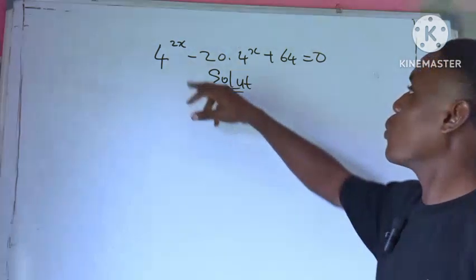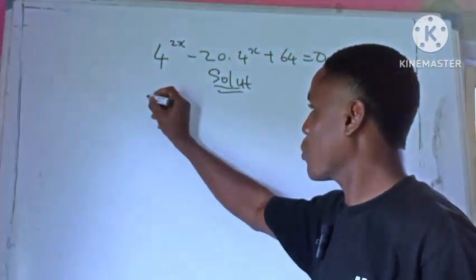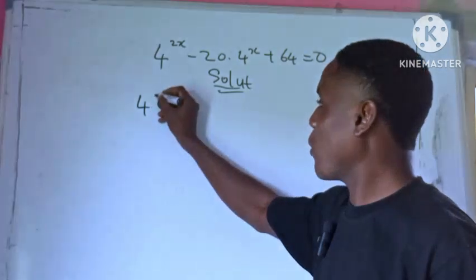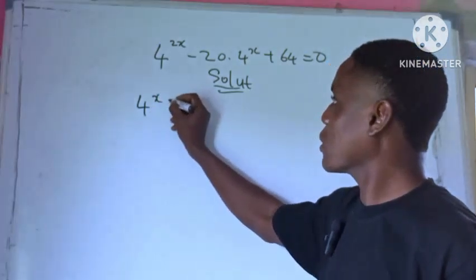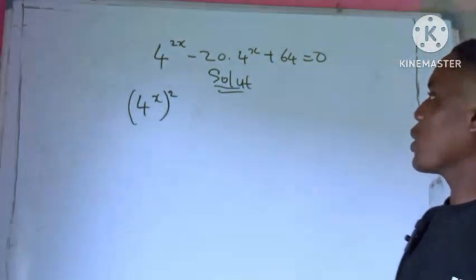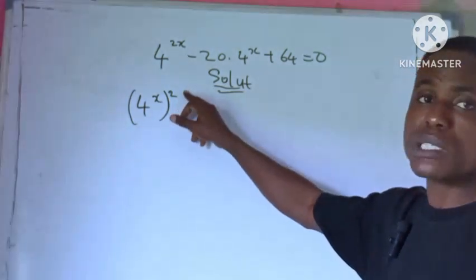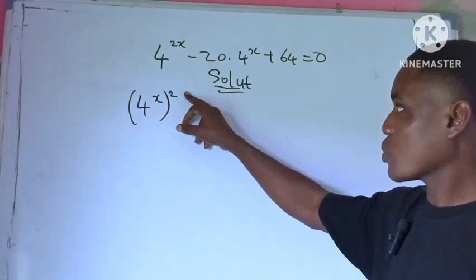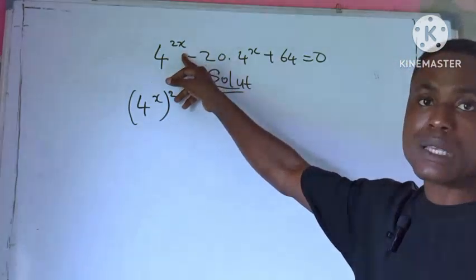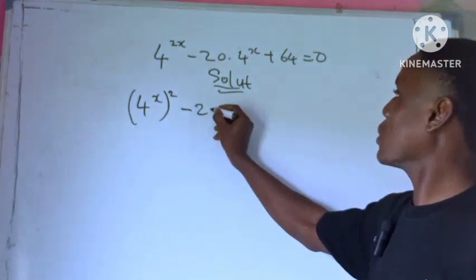Now, we can change 4 raised to the power 2x. We can write it in this form: 4 raised to the power x, all raised to the power 2. Because if we open the bracket, x times 2 will still give us 2x. So we still have 4 raised to the power 2x. It's still the same thing. So we have minus 20.